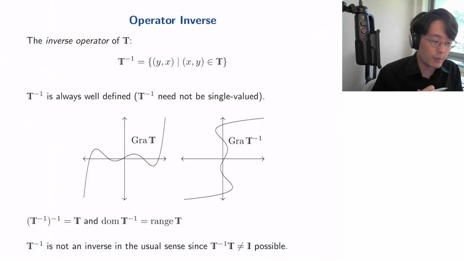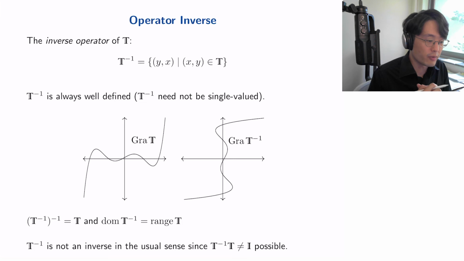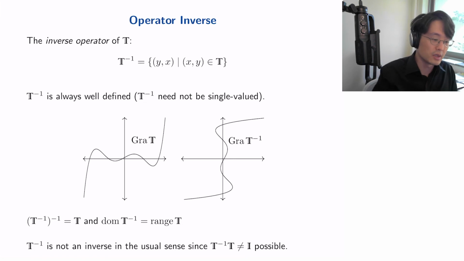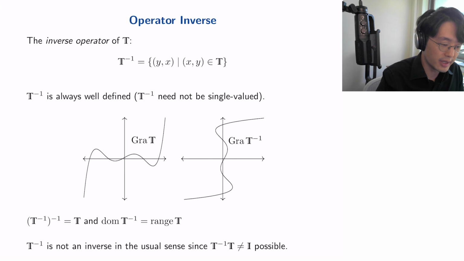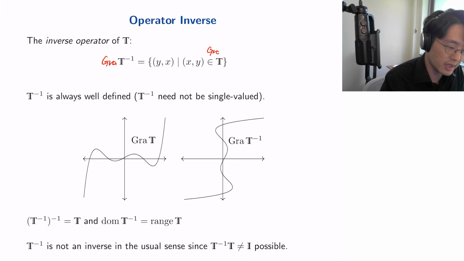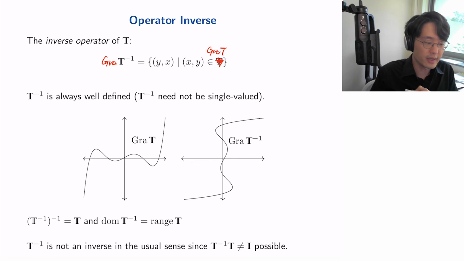We then define the operator inverse. The inverse of the operator is defined most cleanly with its graph. So T inverse is defined as the set of (y, x), where (x, y) is an input-output pair of the operator T. Again, we're mixing the operator and its graph, but yes, we're defining the inverse of the operator as its graph.